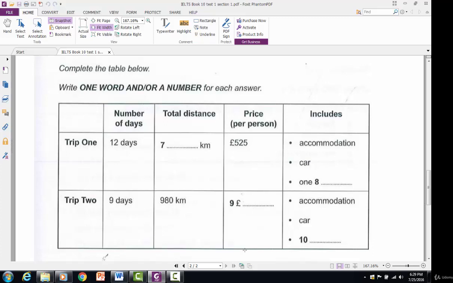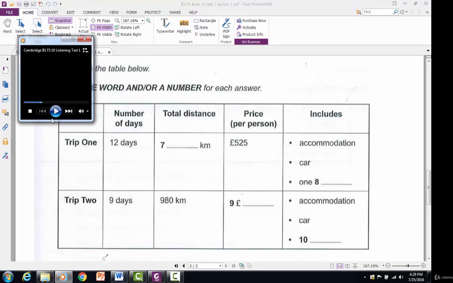And a flight, but no meals. Okay. And the other trip? That lasts 9 days, but you spend only 3 days on the road. You cover about 980 kilometers altogether. So is that cheaper then? Yes, it's almost £100 cheaper. It's £429 per person, which is a good deal. So that covers accommodation and car hire.